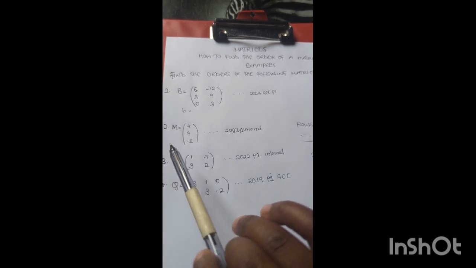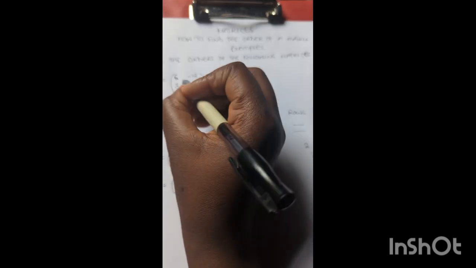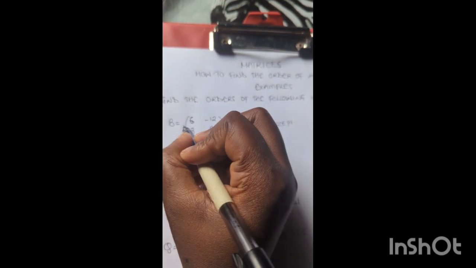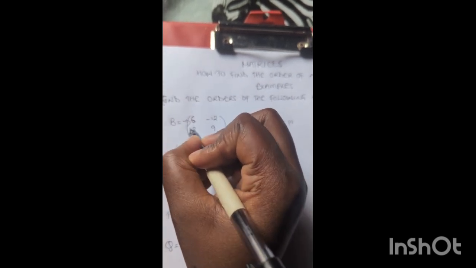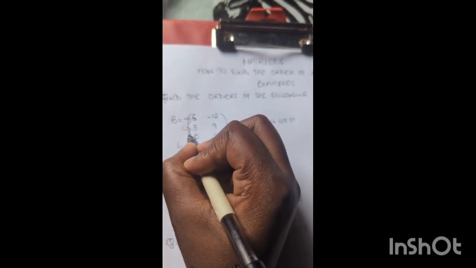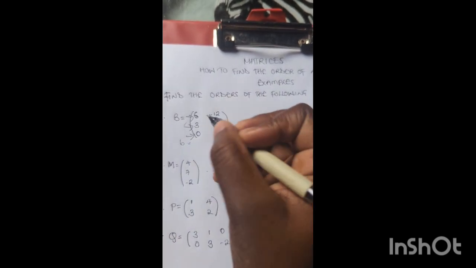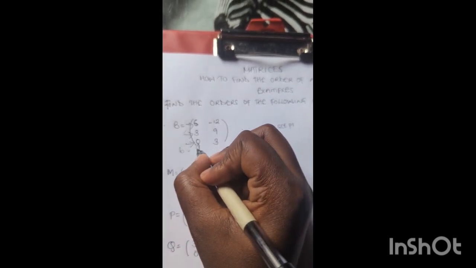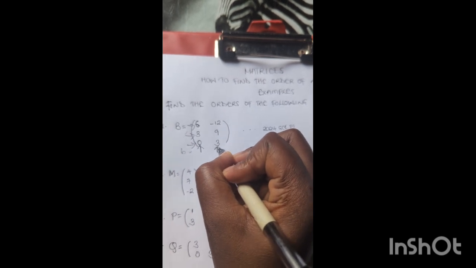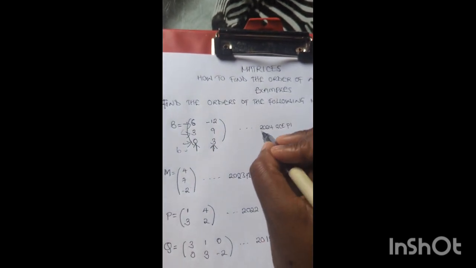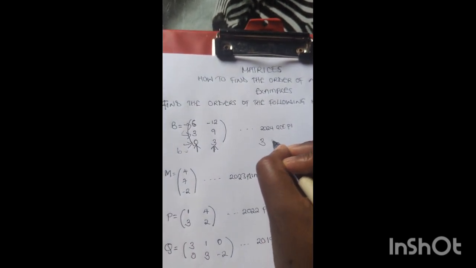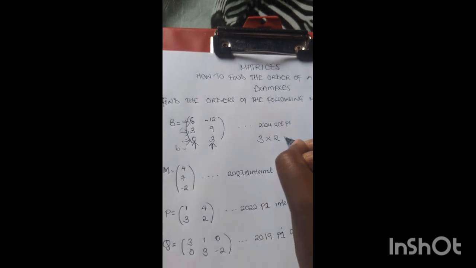So what's the order of this one? Remember, we first count the number of what? Rows. Rows are sleeping lines. Okay? So the rows here, there are 1, next 2, and 3. So there are how many rows? 3. Columns, they are standing. So 1 and 2. So the answer is, this is a 3 by 2 matrix.